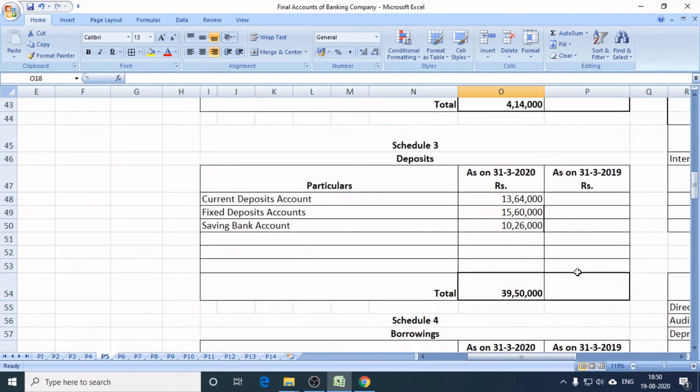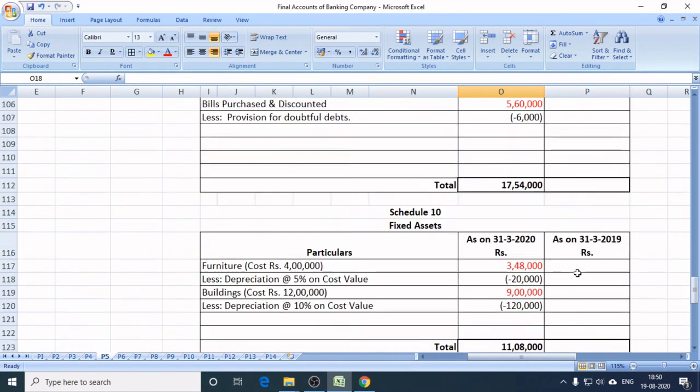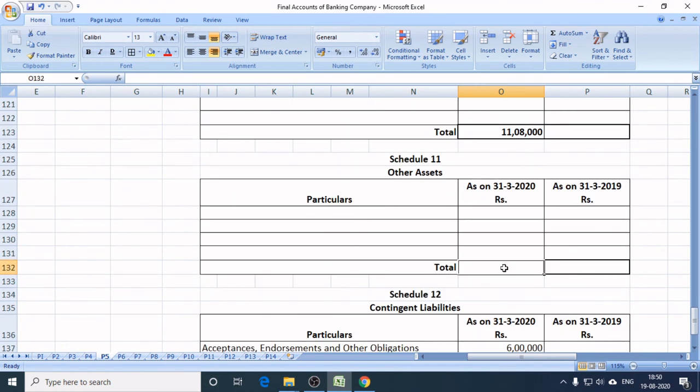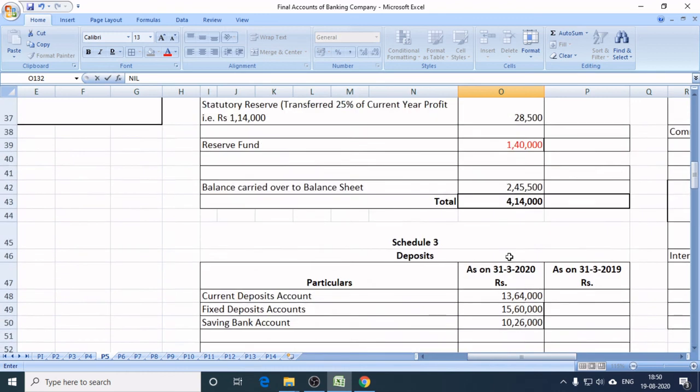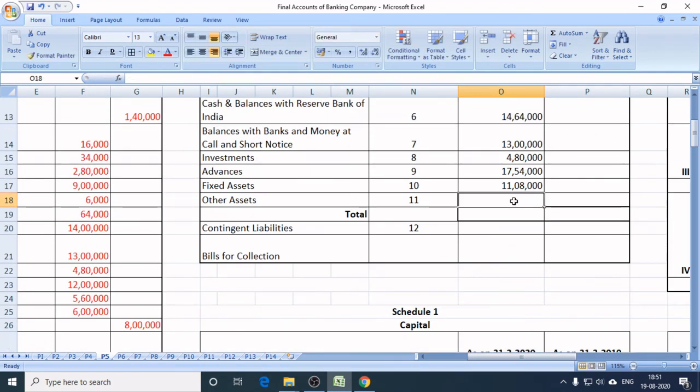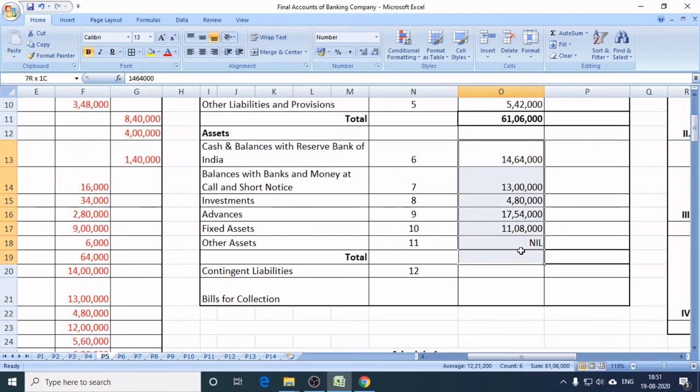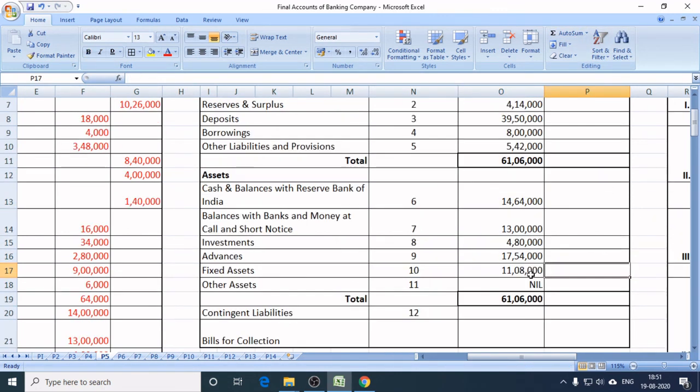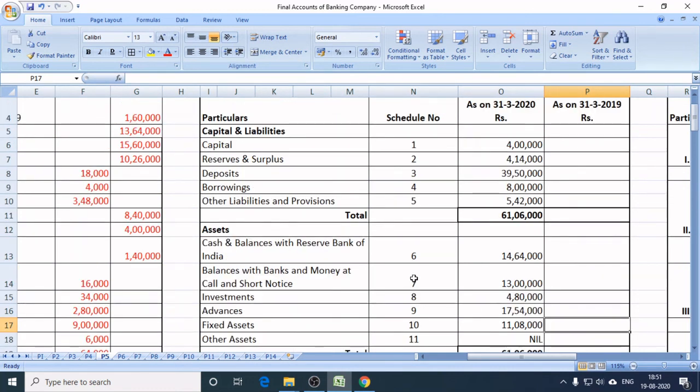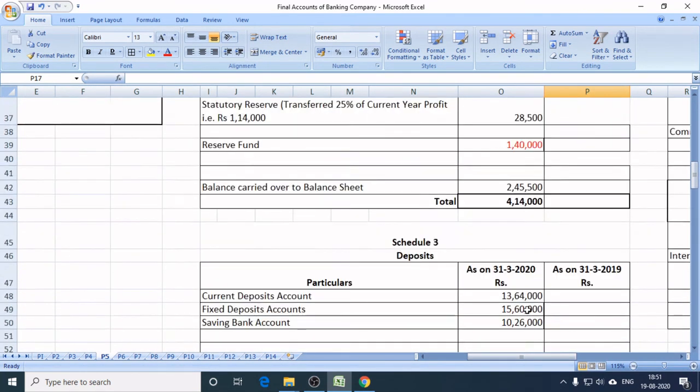Other assets. Okay, this ledger has a nil balance. So it has closed with nil balance. So here write down nil. Make total of assets. See, 61 lakh 6,000. Now the total of liabilities. Now the total of assets, both are equal. So total assets are matching with total liabilities. So balance sheet is tallied, but I think there is one contingent liability.